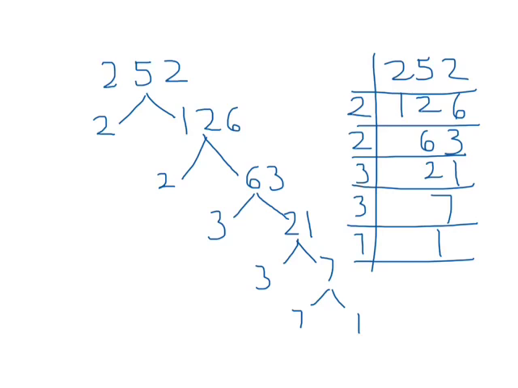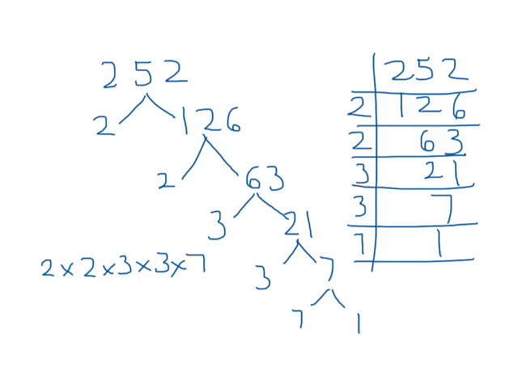So the answer is all your prime factors on the left. But they want it as a product. So that means times. You write them with a times sign in between. So the answer is 2 times 2 times 3 times 3 times 7. And to check it's correct, 2 times 2 is 4. 4 times 3 is 12. 12 times 3 is 36. 36 times 7 is 252. So you know you're right.